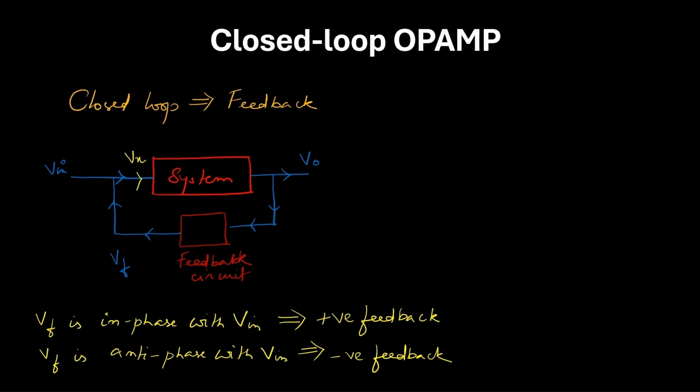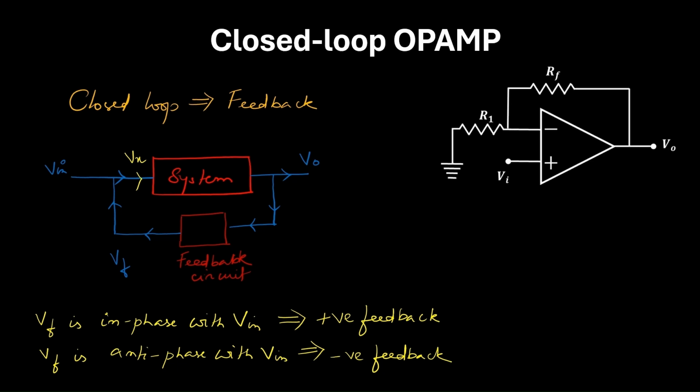Let us consider this system here. This is an OPAMP circuit. Now, if you see here, the output is connected to the input through a network of resistors. So this is a closed loop OPAMP.